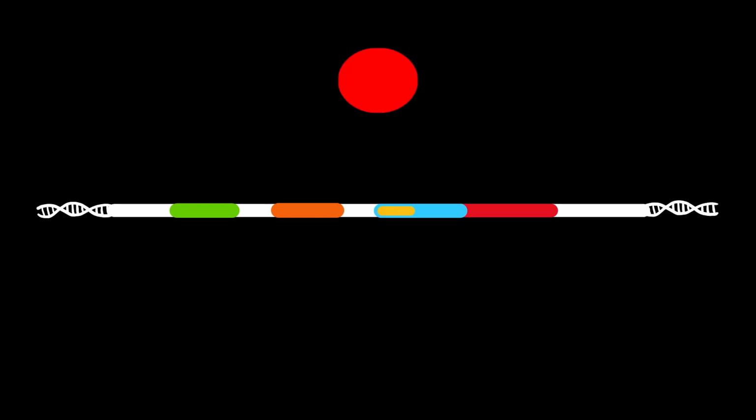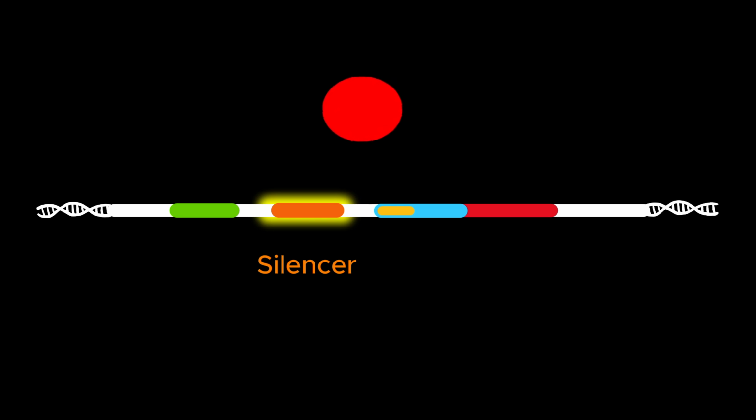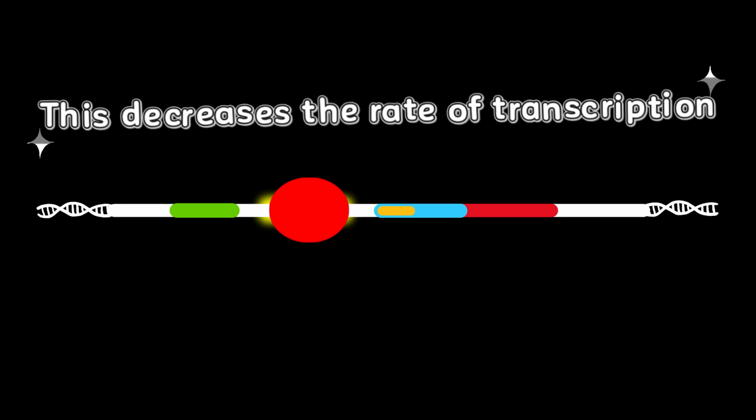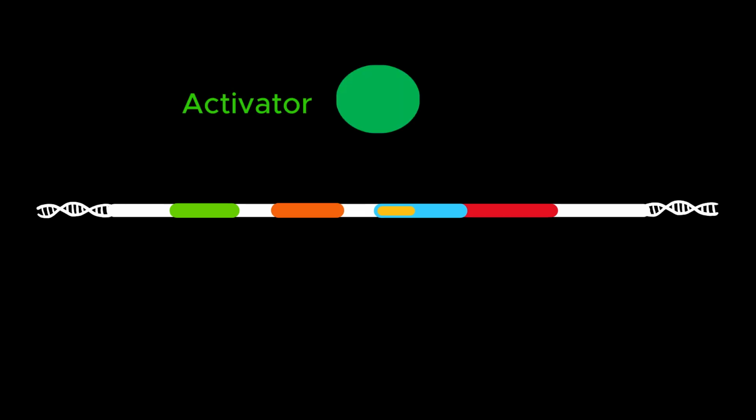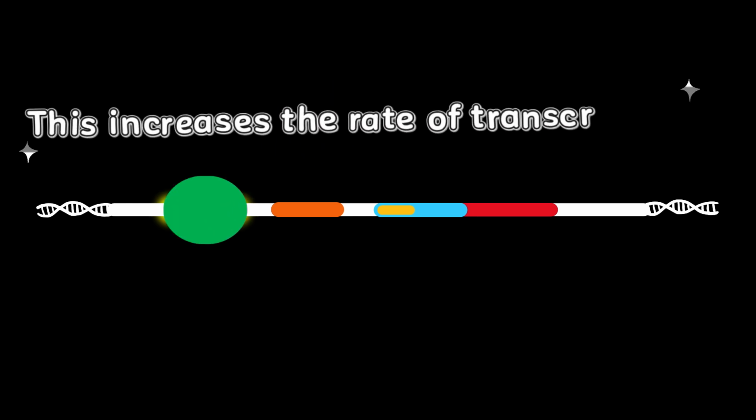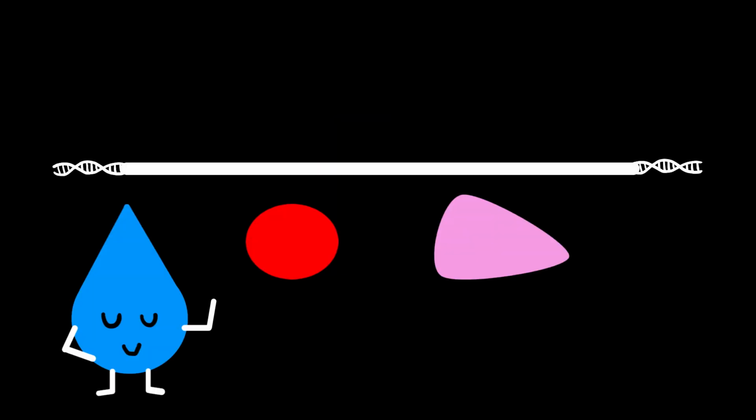Other transcription factors are repressors, meaning they bind to the silencer sequence. As the name indicates, this decreases the rate of transcription. We also have activators, meaning they bind to the enhancer sequence. This increases the rate of transcription. Let's give a classic example of how these interact.